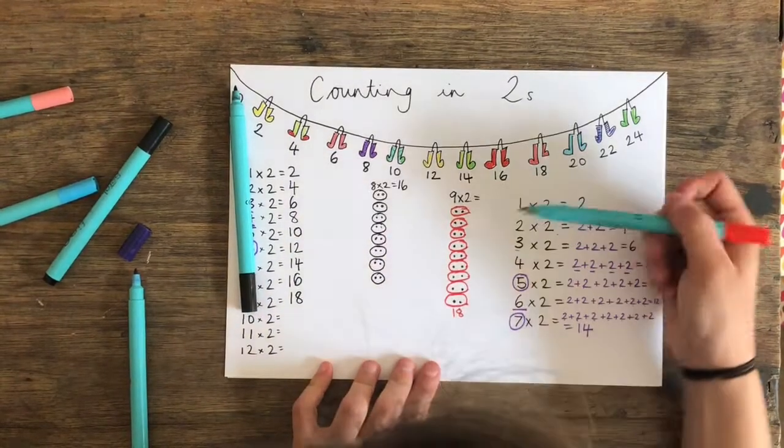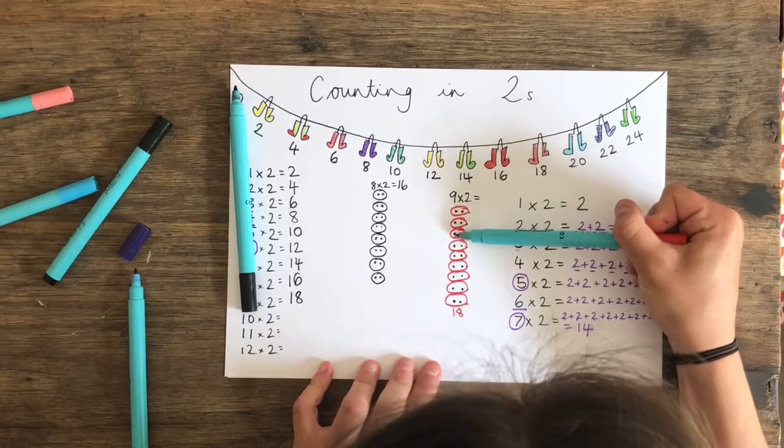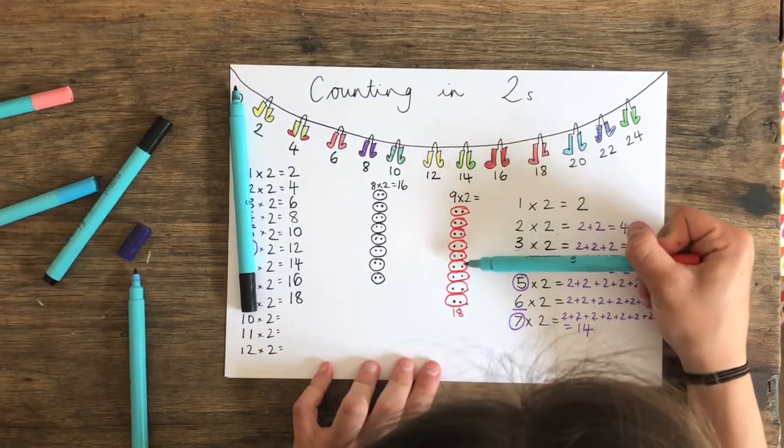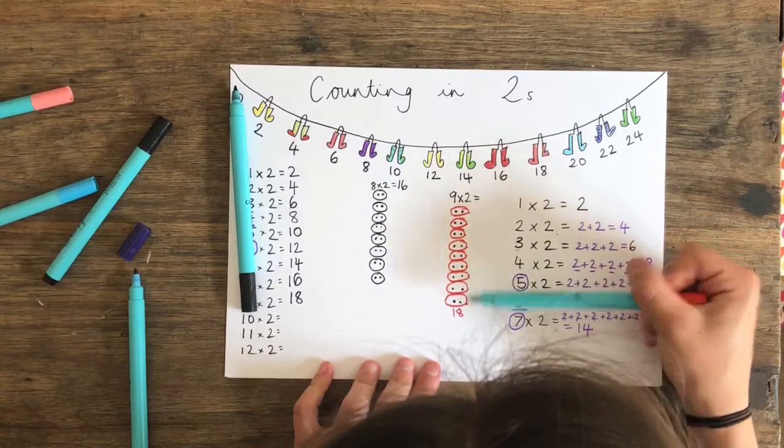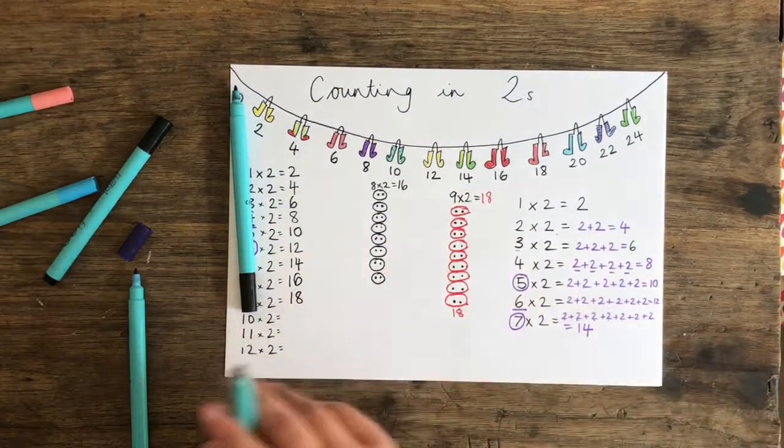Or I could count up in ones and just count all the dots. 1, 2, 3, 4, 5, 6, 7, 8, 9, 10, 11, 12, 13, 14, 15, 16, 17, 18. So 9 times 2 is 18.